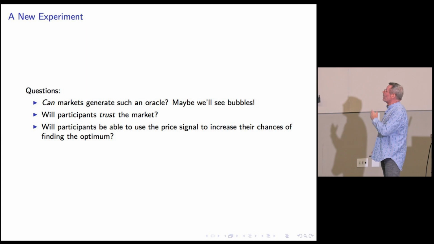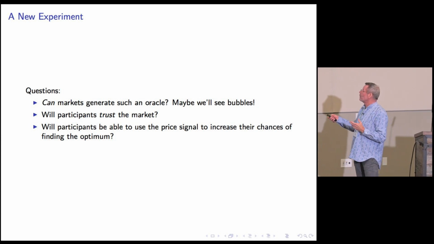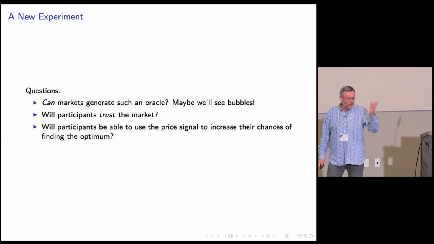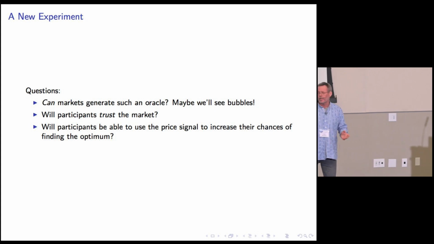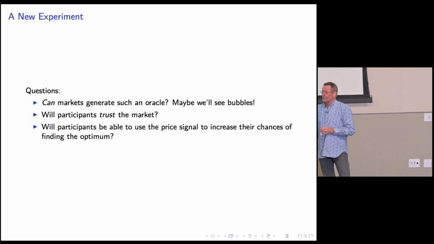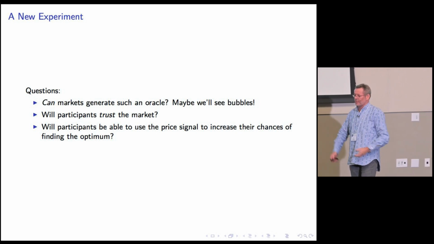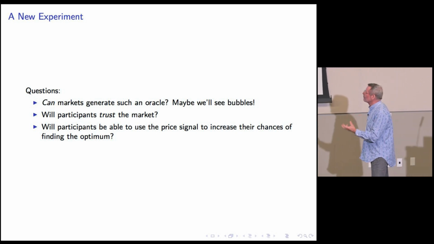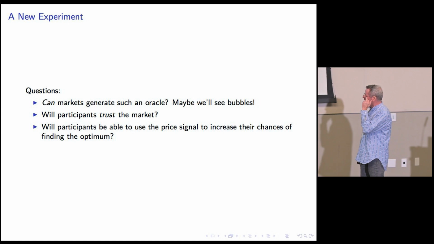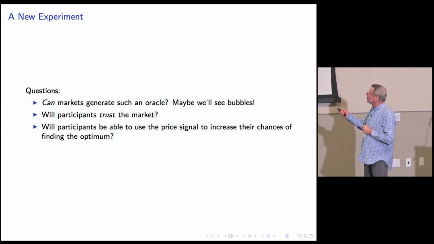So questions: can markets generate such an oracle? Maybe we'll see bubbles. If you talk to a typical experimental finance person and ask, do you see bubbles in markets, they will say, yeah, the mispricing is all over. But that's because most of these people work with a particular paradigm, the Smith-Suchanek-Williams paradigm. This is going to be a beautiful counterexample today.